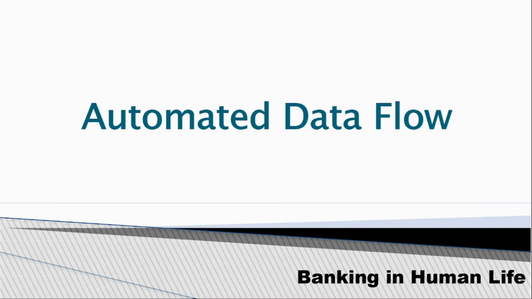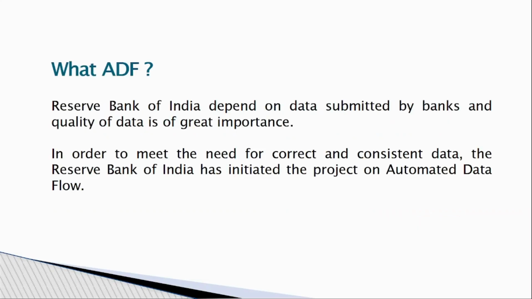During this, a lot of manual intervention is there, so there is a possibility of a lot of mistakes. While entering data, while converting, while getting data from the system and converting it to Excel, then submitting it to RBI, different people submit in different formats. So consolidation also becomes a big task. To eliminate all those things, RBI came up with the automated data flow.